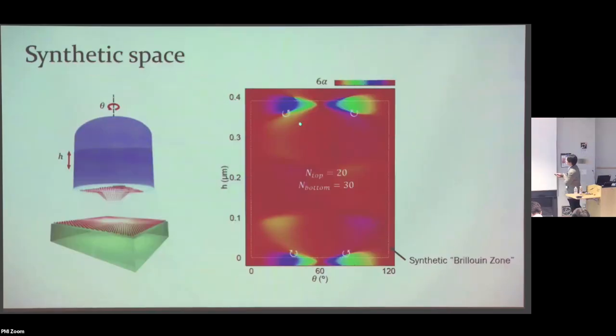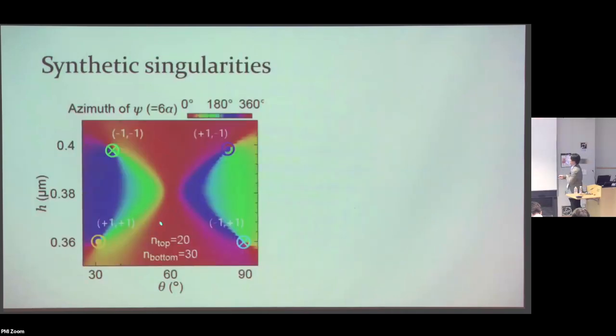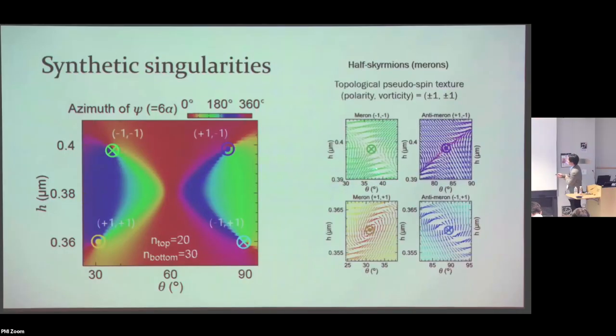Now, if we look in further detail at this singularity point where there seems to be some winding of the phase, if you plot the actual spinor at those points, you see something that looks like merons, which are half skyrmions, or a vortex of this pseudo spin. You can classify these different vortices using the direction of the winding and whether it's pointing up or down at the center of the singularity. There are in total 4 types, and each of them has some topological charge associated with it.